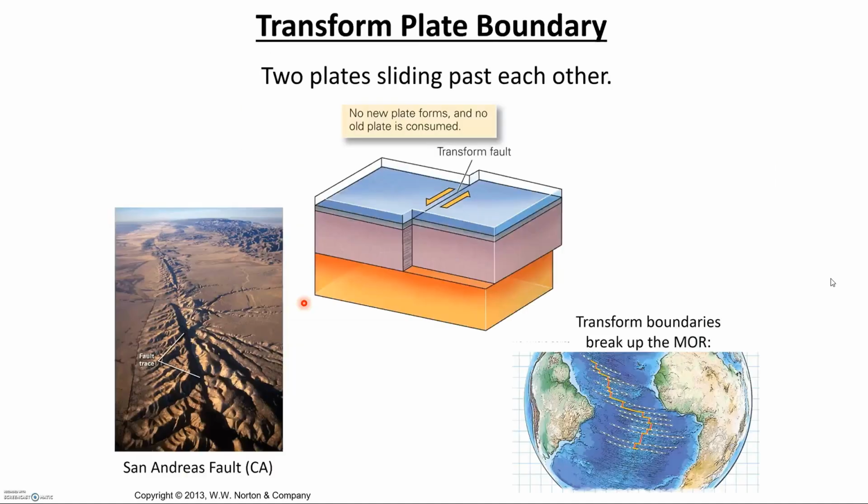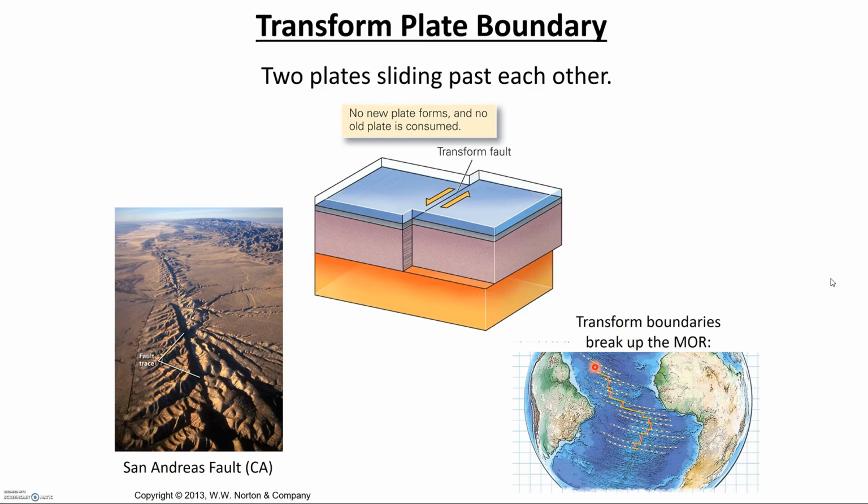Last but not least, we have our transform plate boundary. Transform plate boundaries occur when we have two plates sliding past each other. So we don't have any up and down motion, we just have this side to side motion here. Oftentimes we associate our transform plate boundaries with our mid-ocean ridges. Mid-ocean ridges are divergent plate boundaries, right?